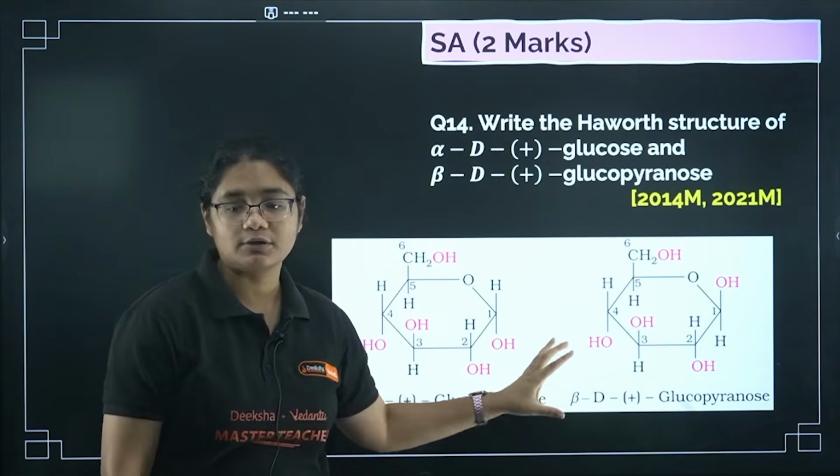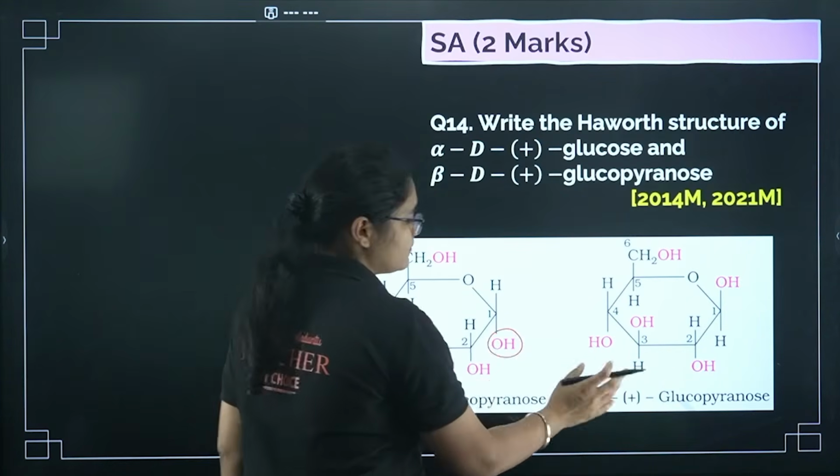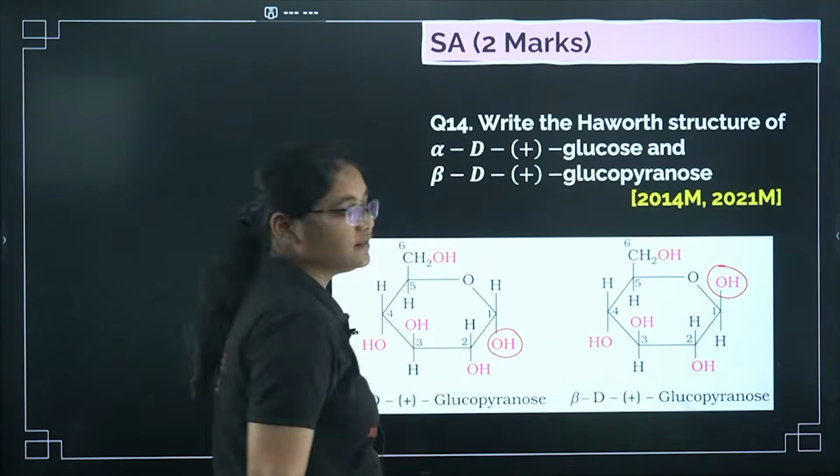Clear? Next, draw the Haworth projection of alpha D glucose and beta D glucose. You need to practice this and remember: in alpha the OH group is at the bottom, and in beta the OH group is present at the top.